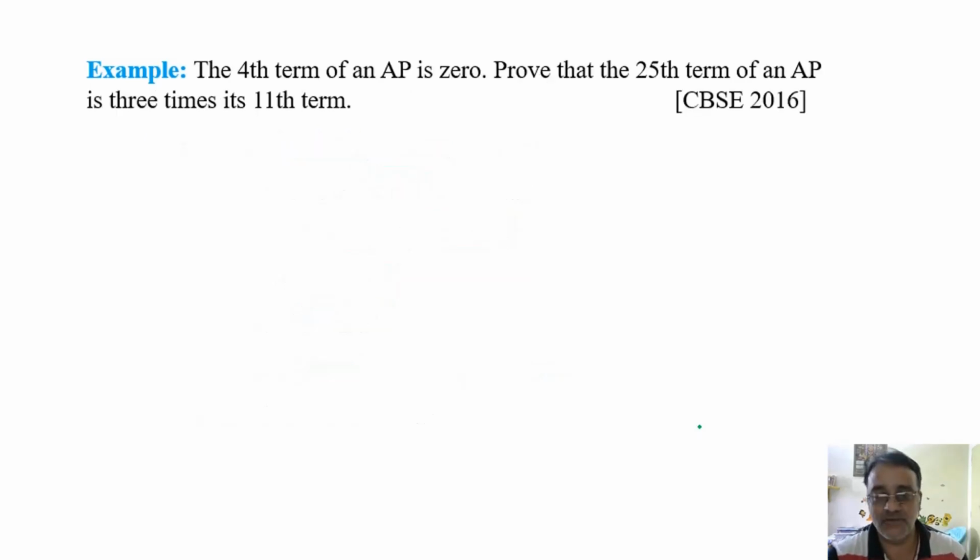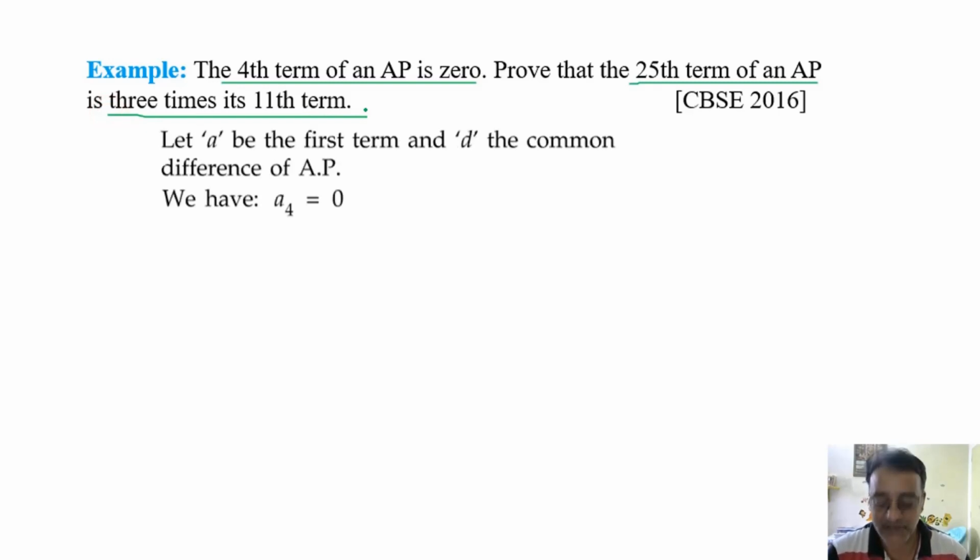This is board question 2016. Fourth term of an AP is 0. Prove that 25th term of an AP is 3 times its 11th term. So fourth term, A4 is equals to 0. What is A4? A plus 3D. Very good. A plus 3D. So what is A? Minus 3D. Very good. Minus 3D. Let it be equation number 1.